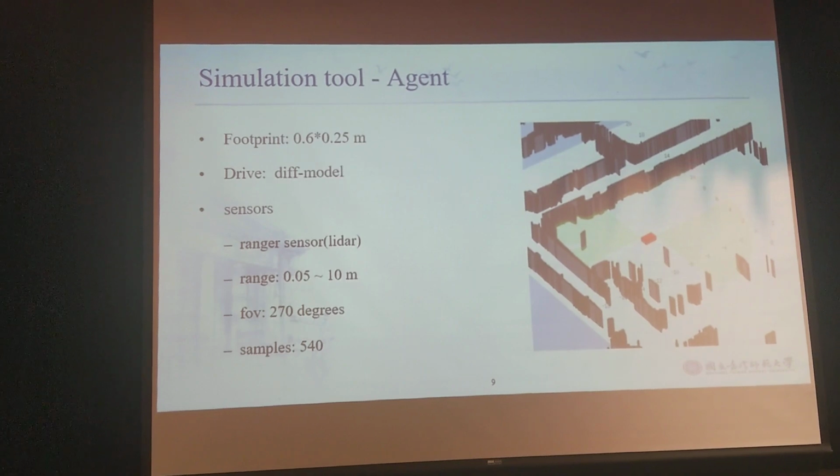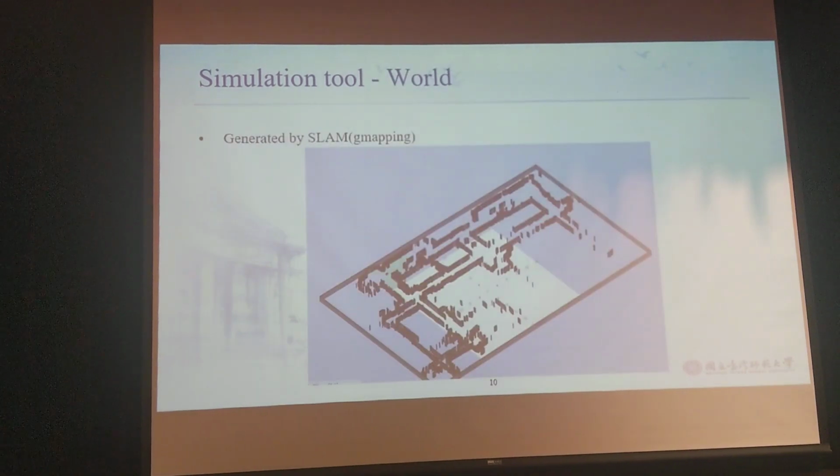To set up the simulation, first we need to define the agent. The agent's footprint is a rectangle, which is 0.6 by 0.25 meters. The driving model of the agent is set to differential model. The agent has two ranger sensors. One is at the right front and another is at the left back. Each sensor has a range of 0.05 to 10 meters and 270 degrees of observation area, which has 540 samples. After the agent is defined, I choose a map which is generated by SLAM in the real world.